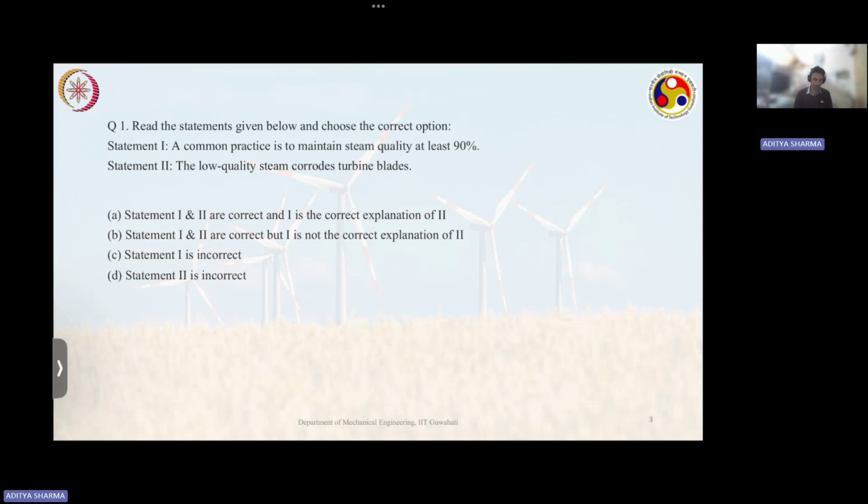So your statement one is, in the context of vapor power cycles only, these statements have been given. A common practice is to maintain steam quality at least 90%. So this is your first statement. And then statement two is, low quality steam corrodes the turbine blades. So which of the following options is correct? So option A is statements one and two are correct, and two is the correct explanation of one. Option B is both are correct, but two is not the correct explanation of one.